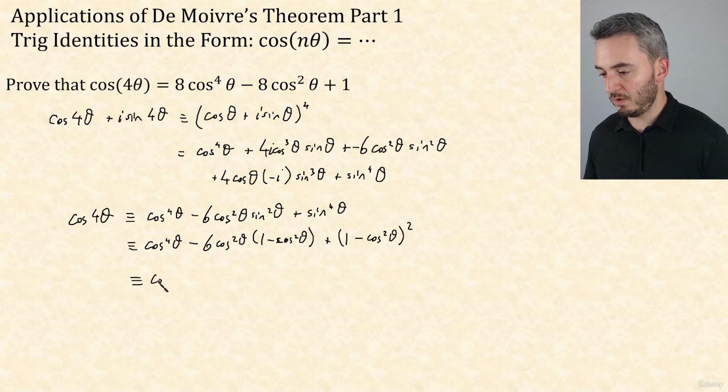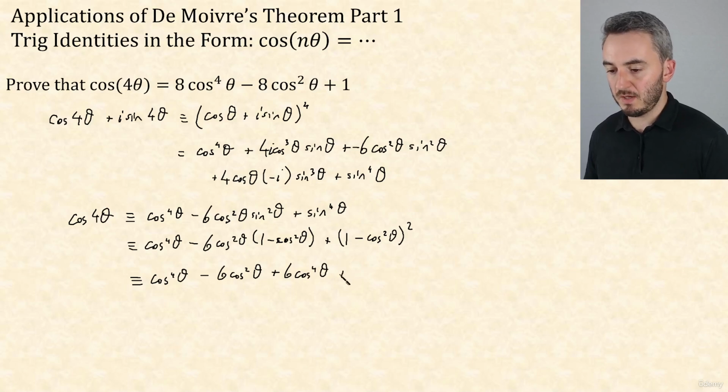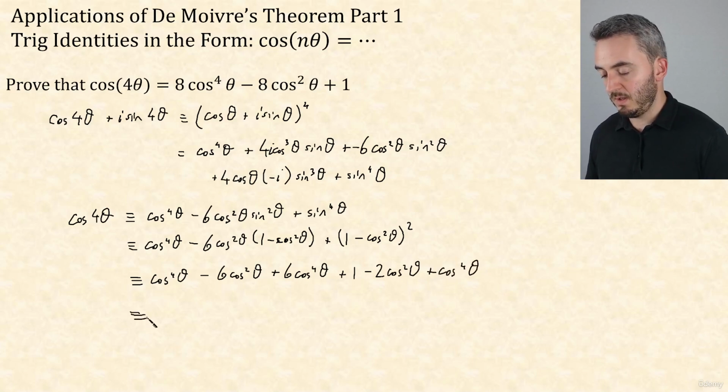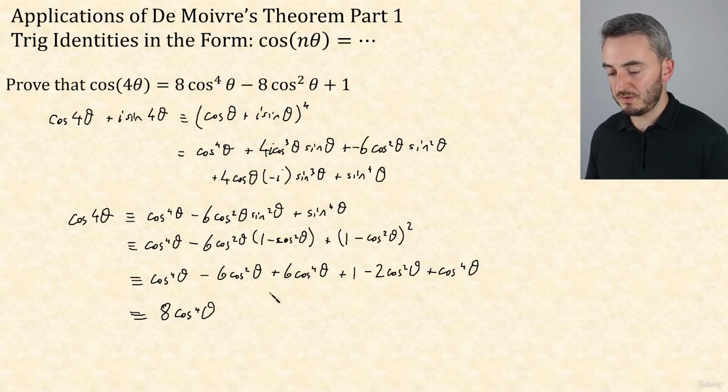Nearly there now. We've got cos^4 θ. Then minus 6 cos² θ times 1, so that's minus 6 cos² θ. And then minus 6 cos² θ times minus cos² θ is plus 6 cos^4 θ. Now expanding this, we get plus 1 minus 2 cos² θ plus cos^4 θ. Bringing that all together, we have 1 cos^4 θ plus 6 of them plus 1 of them, so that's 8 cos^4 θ. Then minus 6 cos² θ minus 2 cos² θ is minus 8 cos² θ, and then plus 1. And so we're done.